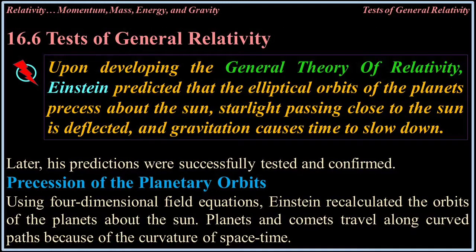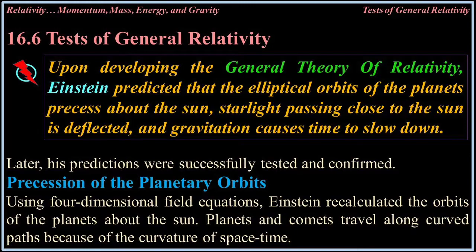16.6. Tests of general relativity. Upon developing the general theory of relativity, Einstein predicted that the elliptical orbits of the planets precess about the Sun. Starlight passing close to the Sun is deflected, and gravity causes time to slow down. Later, his predictions were successfully tested and confirmed.